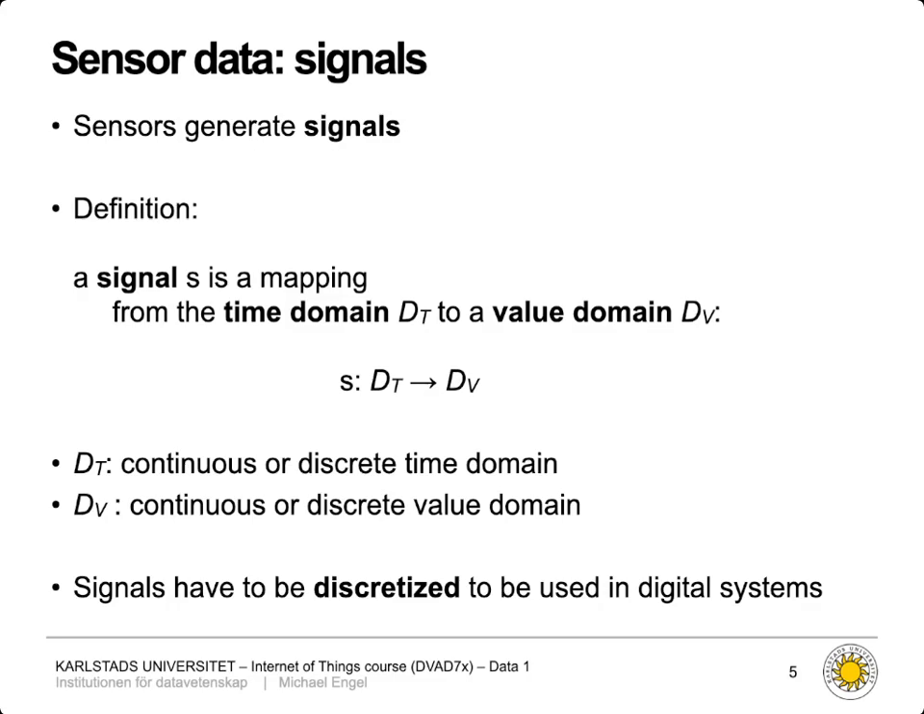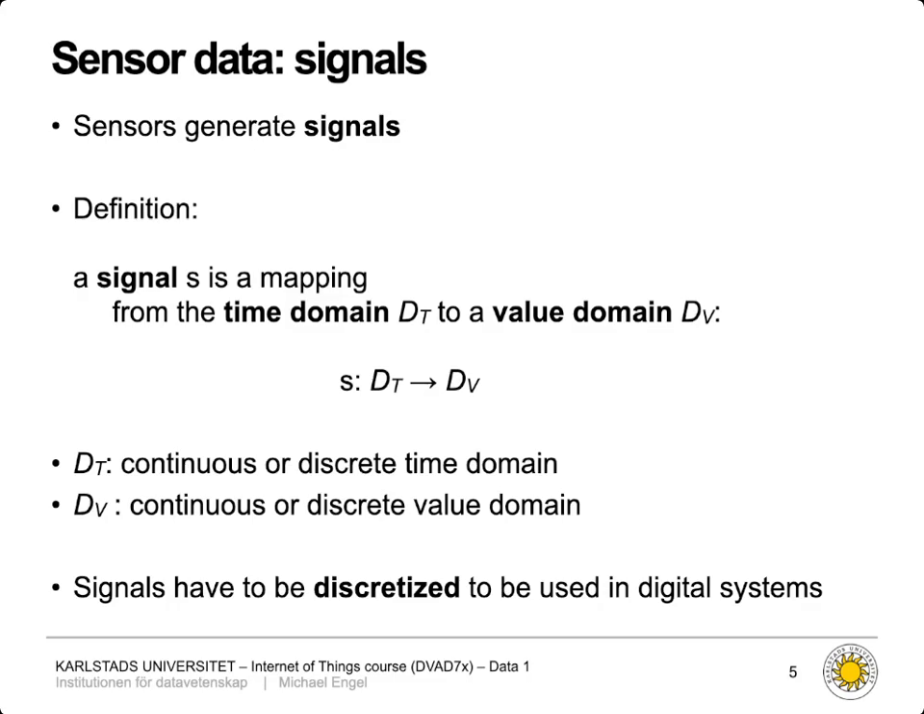So, what does our sensor generate? If we abstract, our sensor data is what we call a signal. And a signal, let's define this precisely, is a mapping from a time domain, which we call dt, to a value domain, dv. So a signal S is a function that maps a point in time from a time domain dt to a point in our value range dv. Now these time and value ranges in real life, let's ignore quantum effects and quantization of time, in our macroscopic view of the world, they are continuous.